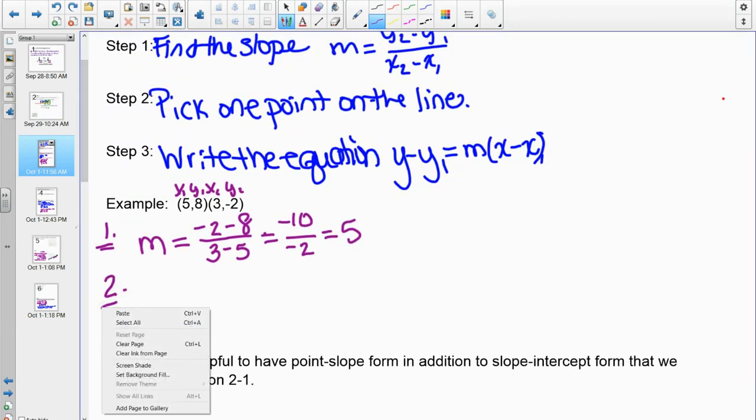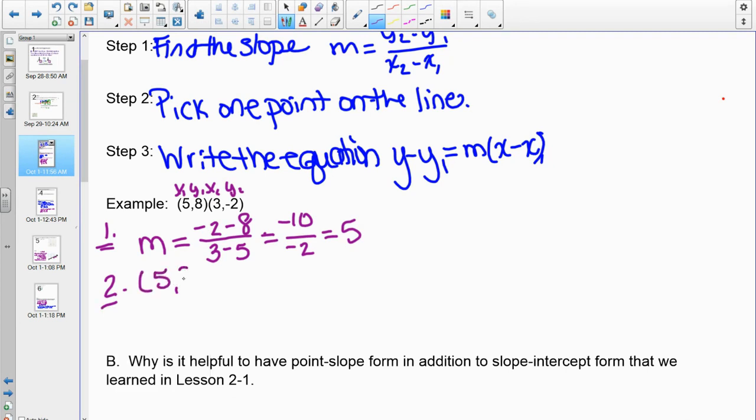Step 2, just pick a point. I'll just pick the first one. So we're going to pick the point 5, 8 because it's already named x1 and y1. And then I'm just going to make the equation. So it's y minus y1, which in this case is 8, equals the slope, which we found in step 1 was 5, times x minus x1, which is 5. And so there is your equation.